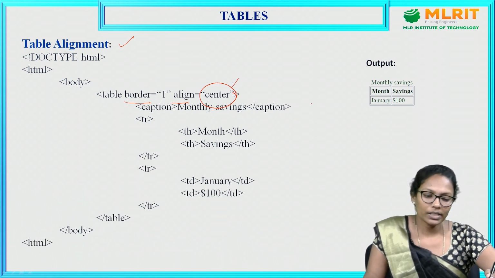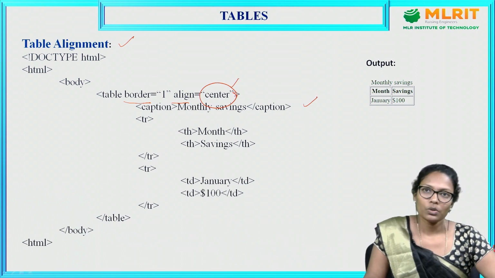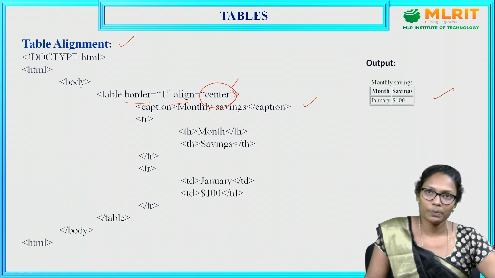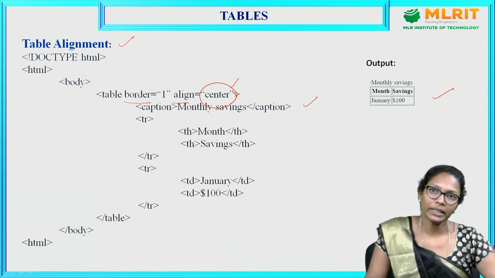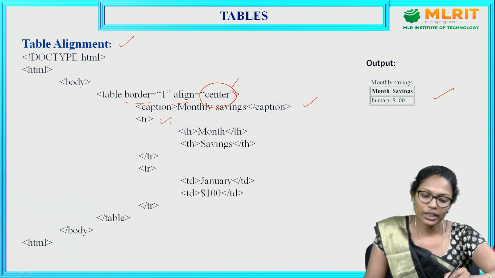And then I am giving a caption also. This caption will be displayed on the top of the table. If you observe the output of our program, it is displaying Monthly Savings, which is the caption displayed on the top of the table, before the border itself. So here I am creating 2 rows.